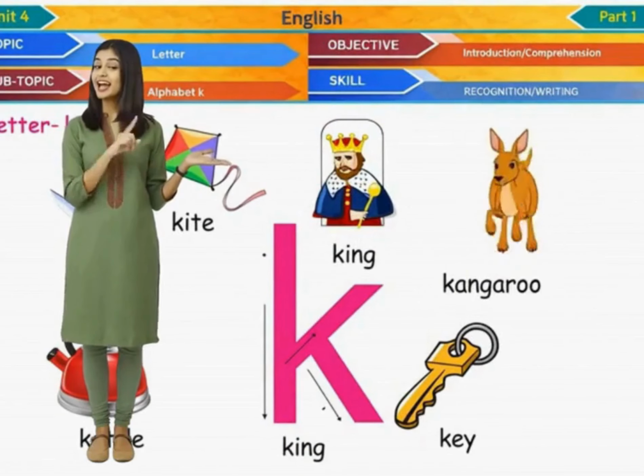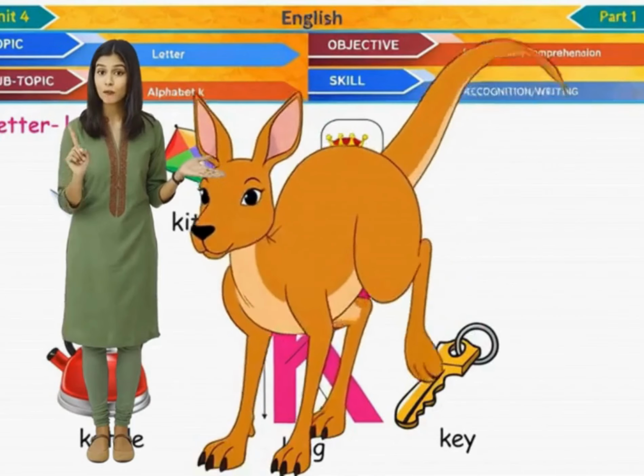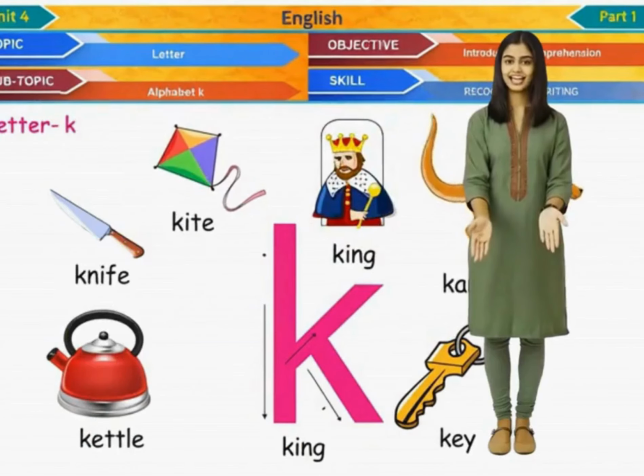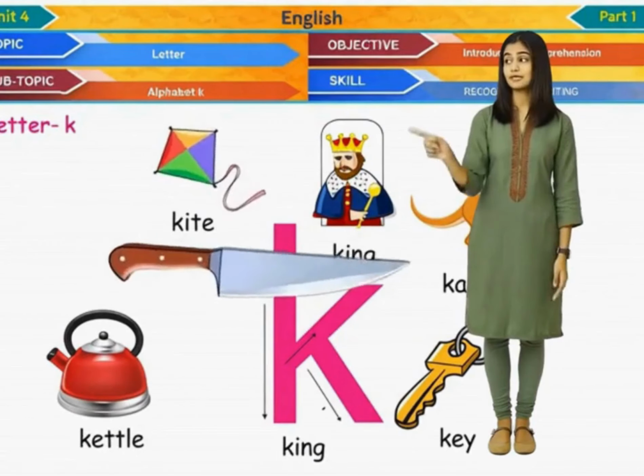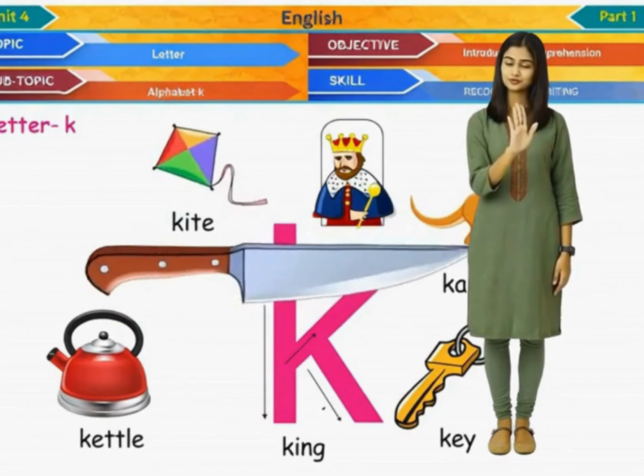Look at this animal. K is also for kangaroo. A kangaroo can jump very high. It lives in the jungle. K is for knife. We see a knife in the kitchen. We must be careful with it. A knife is used to cut vegetables and fruits.